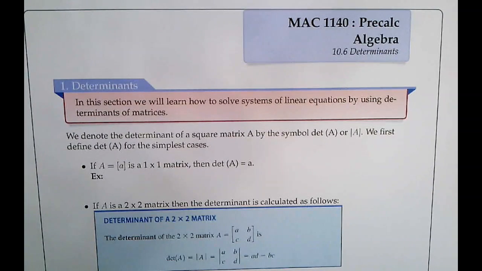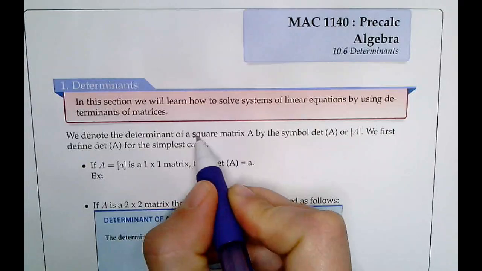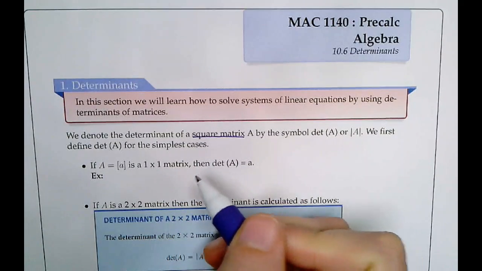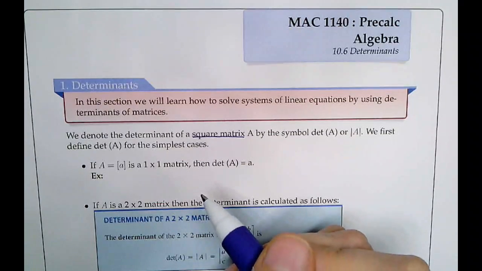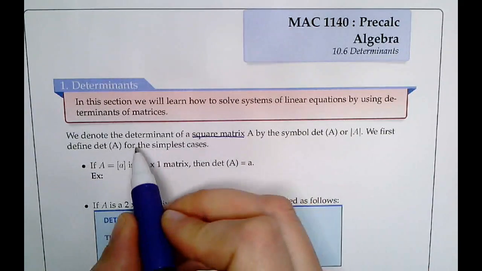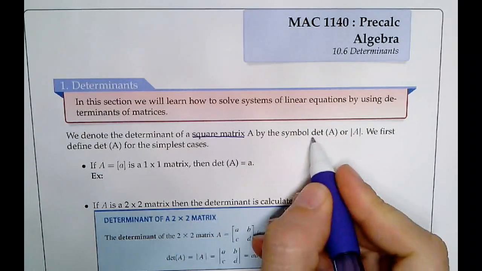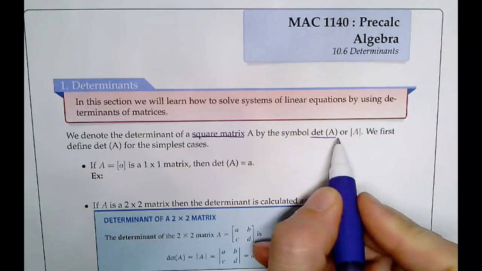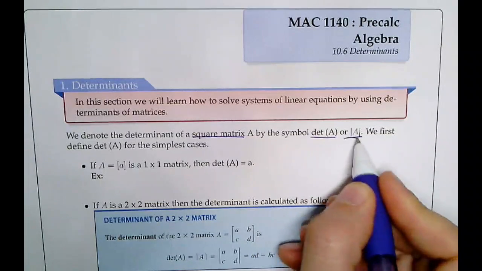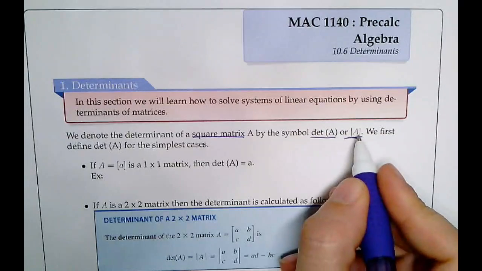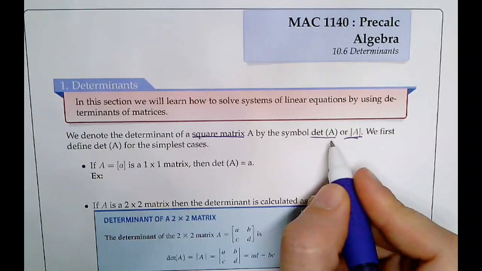So, first of all, only square matrices have determinants, and recall from last lecture that a matrix is square if it has the same number of rows and columns. So, we denote the determinant of a square matrix A by the symbol det of A, or like absolute value bars of A. So this notation and this notation, they mean the same thing.